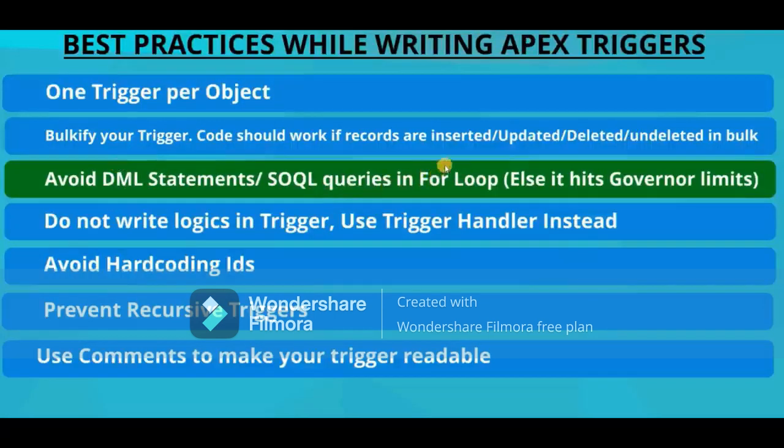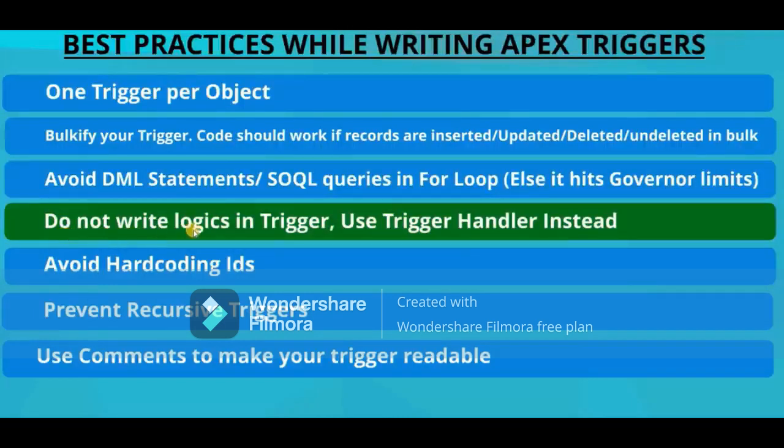If you have DML operations, then within the first 150 statements itself, DML will hit the error, and SQL has just 100 queries, so within the 100th loop itself, this will hit an error. So that's the reason whenever you need DML operations or SQL queries to be written, put them outside the loop. You can use maps, lists, etc., to have that sorted, and then put every DML operation or SQL query outside the for loop. Never ever use these statements inside a for loop. It's not only for triggers, it is applicable for the entire Apex.